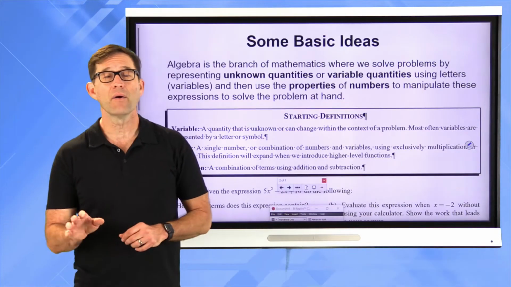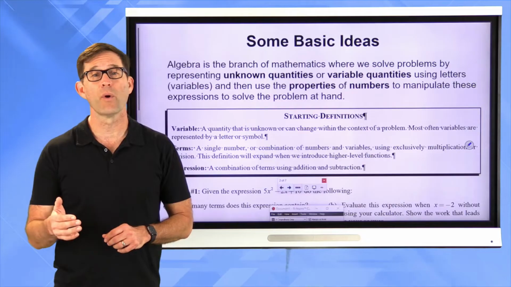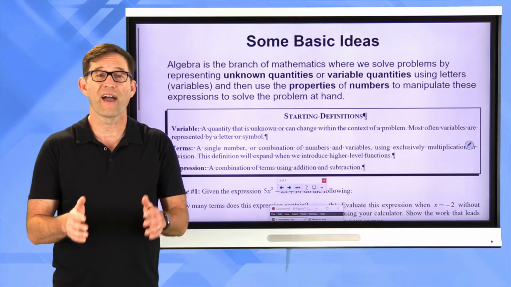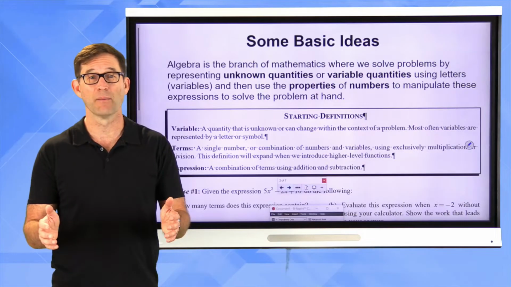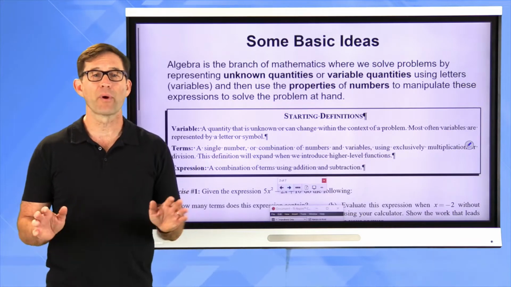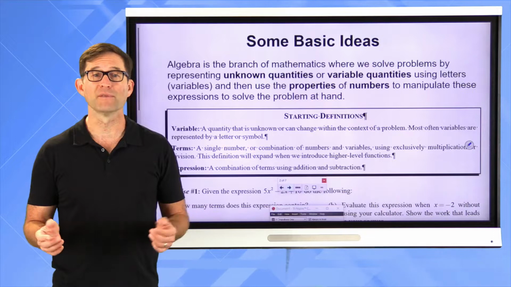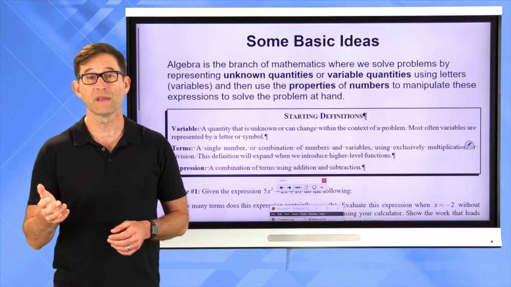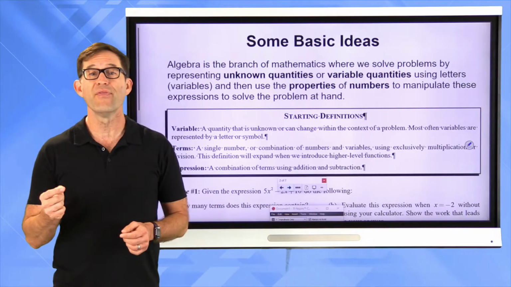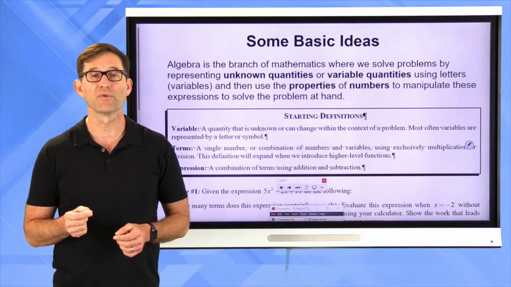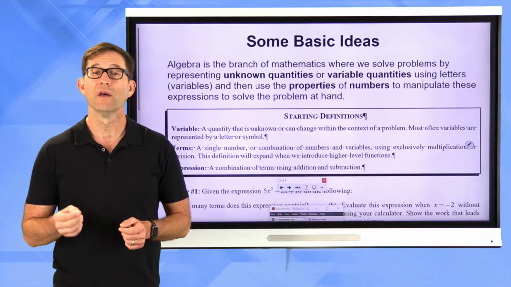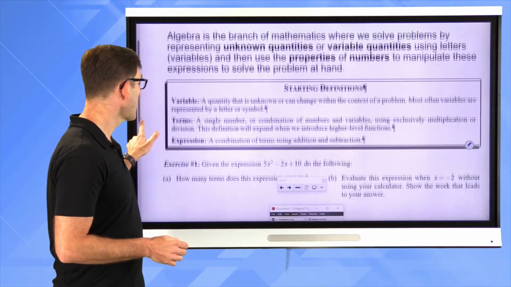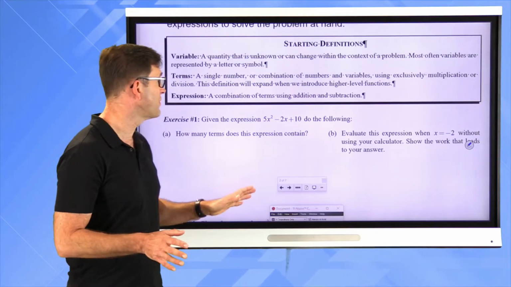All right. Now, at the beginning of Algebra 2, a lot of what we're going to be doing is reviewing material from Algebra 1, because you had that gap year in between with geometry. Algebra is the branch of mathematics where we solve problems by representing unknown quantities or variable quantities using letters, variables, and then using the properties of numbers to manipulate these expressions to solve the problem at hand. So let's start off by looking at some basic definitions.